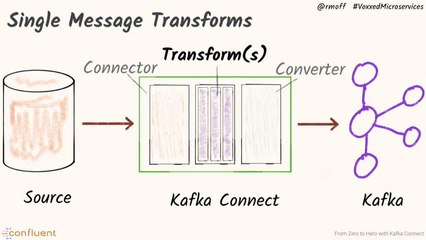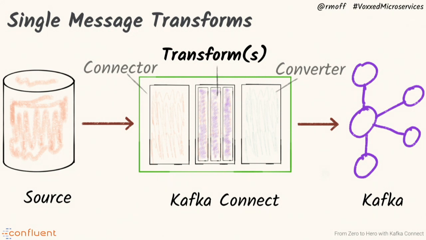So single message transforms are optional. You don't have to use them. But they're kind of useful. If you're building some kind of transformations in your pipeline, with data coming in, and you want to mask this field, or drop this field, or rename the field, or change the data type, or change the topic name, or that kind of stuff, you can use single message transforms to do that. So it's only per single message.